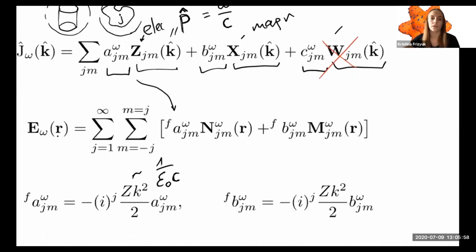So if you have found these coefficients somehow, you can immediately find those coefficients. And this is exactly what you need if you would like to make a multipolar decomposition of the field radiated by some current.